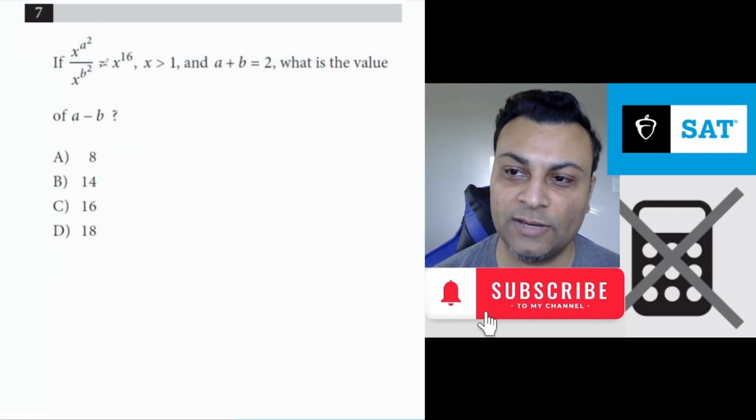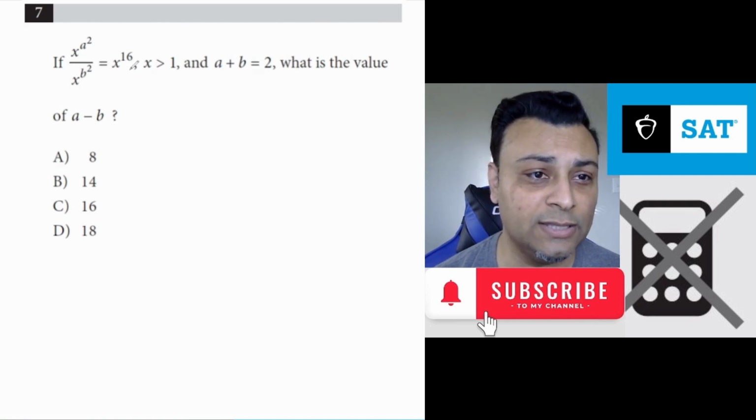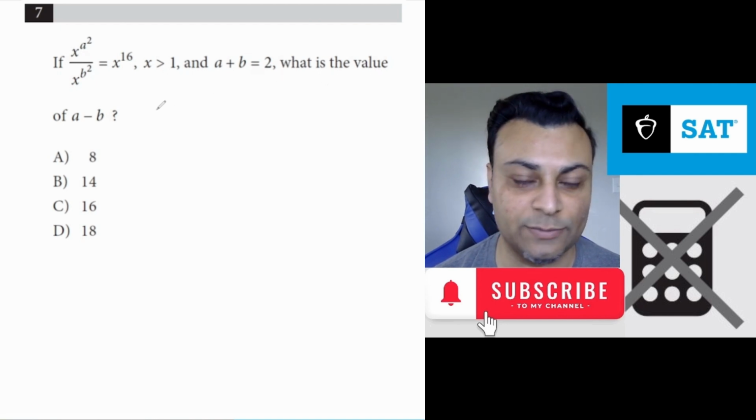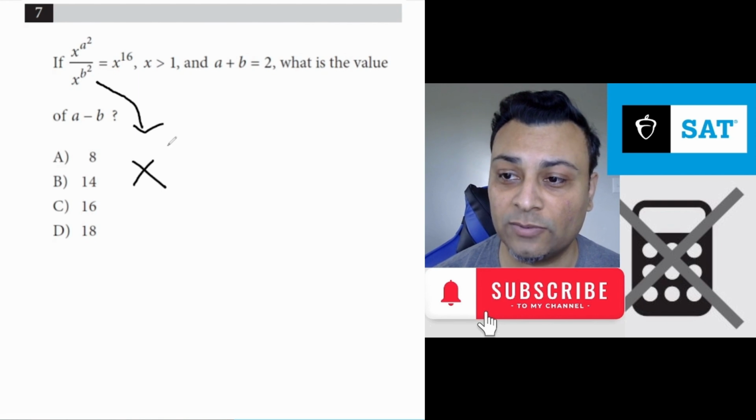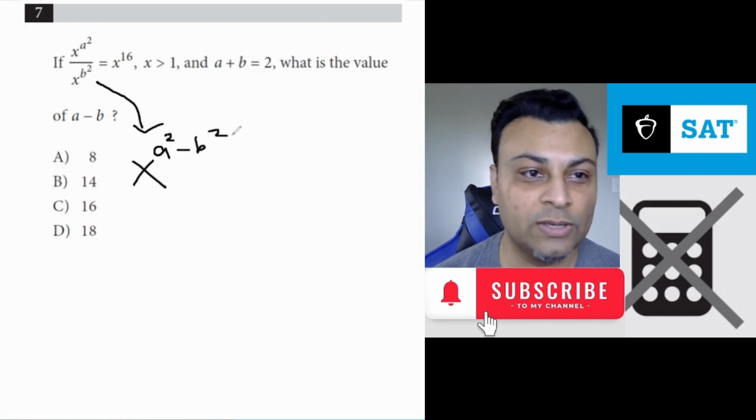Number 7 says if x raised to this power over x raised to that power equals x to the 16th, and x is greater than 1. Also, a plus b equals 2. What's the value of a minus b? Okay, since these have the same base, we can simplify this left side by subtracting the exponents. So it's x to the power of a squared minus b squared.